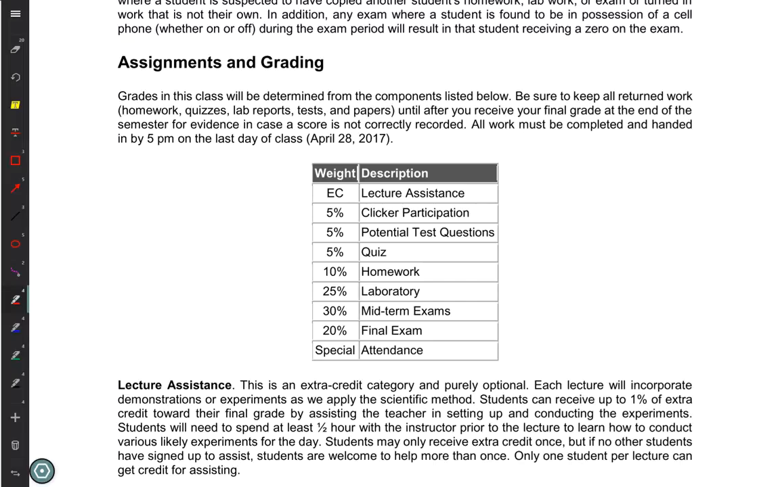The second thing is, after a question has been asked, before I reveal the answer, I will randomly pull a card that has somebody's name on it, and I will say, Brittany, what did you answer and what was your reasoning?